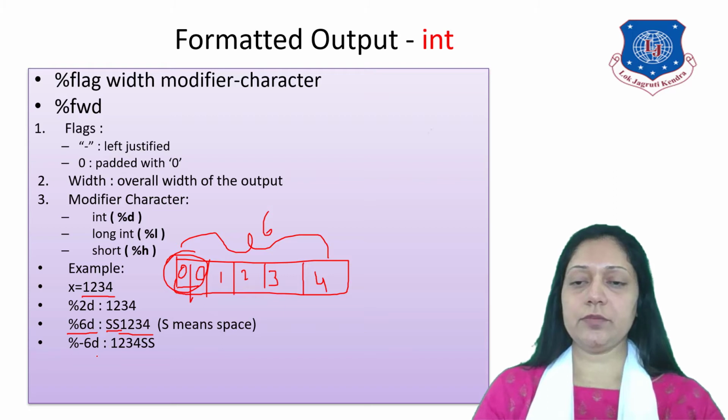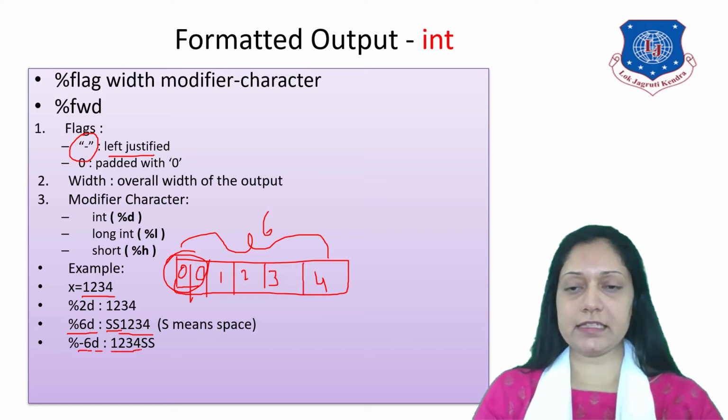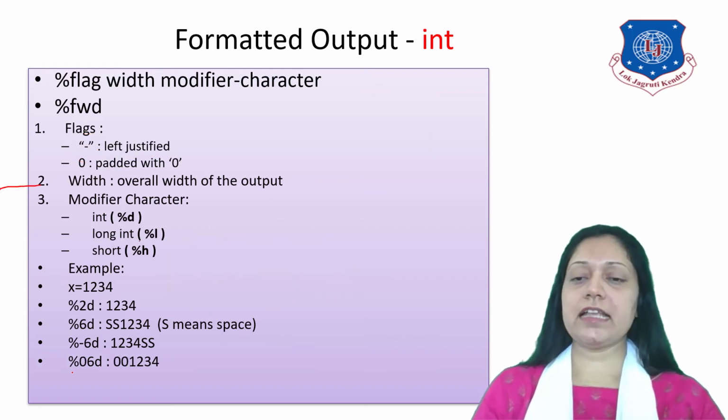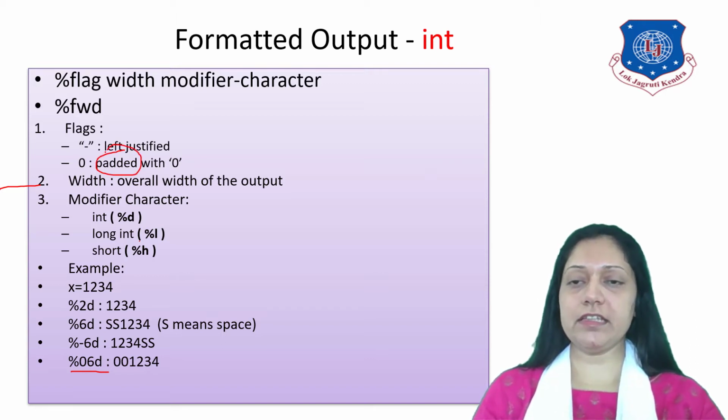Next is %-6d. Now minus is a flag, which means left justified. 6 is the width. So minus is your flag, 6 is your width, and d is the modifier character. Now how would it be displayed? Since we have written minus, that is left justified, the number would be printed from the left hand side, and after the number you will have two extra spaces. Okay, the next is %06d. It means 0 is the flag, which means it should be padded with 0.